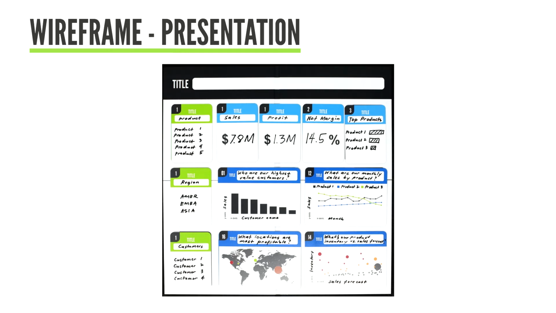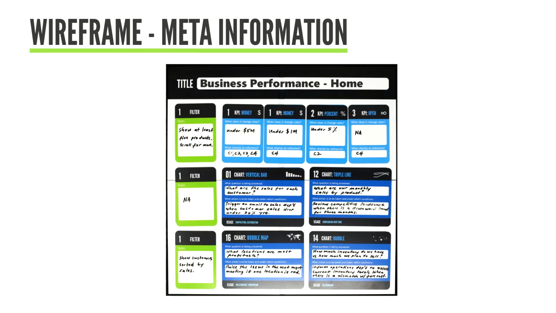And the reverse of these cards, if you look at the filter here, the very, very first filter, the notes on it: show at least 5 products, scroll for more. Okay, so it's clear to the developer that you're not just showing the 5 products that are listed here, it's gonna be a scroll. So you're gonna show all of them. The next one is not applicable. And then the last filter, which is quite an interesting note to have: show customers sorted by sales. So it's not just going to be an alphabetical sort of the customers for that filter. They're going to be sorted by the volume of sales.